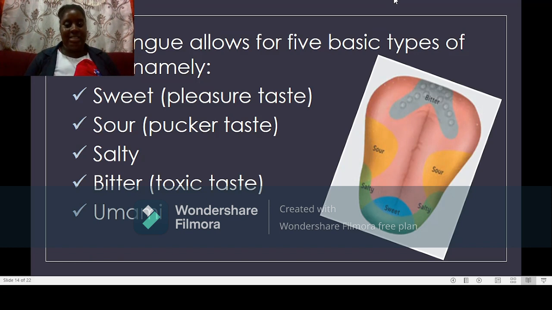So at the back on the gray area we have the bitter taste buds. On the sides, both sides in the yellow, we have the sour taste buds. Both sides in the green, we have the salty, and to the front in the blue-green shade, we have the sweet taste. Now, there is a very large pink area there that is not labeled, and that area is where we taste the umami taste, where we detect the umami taste.